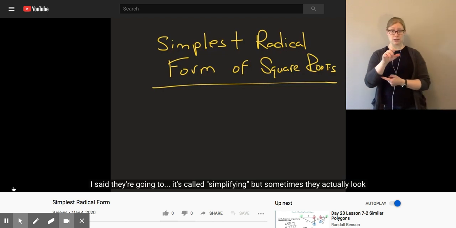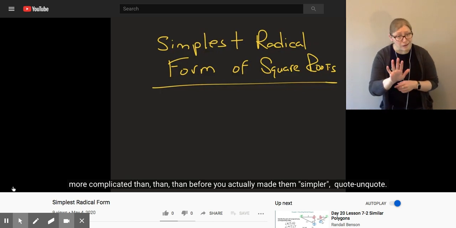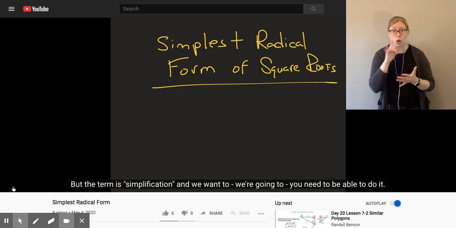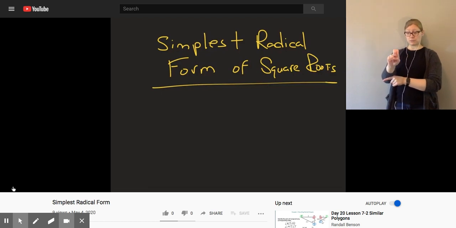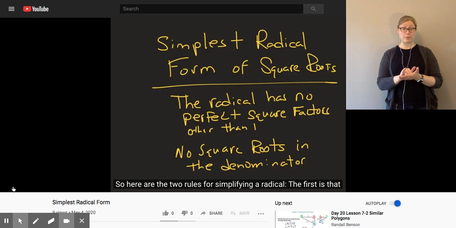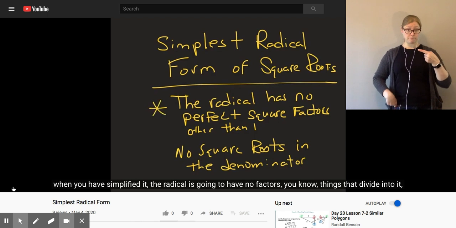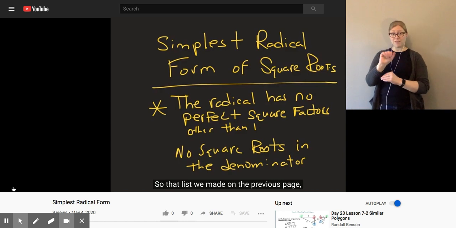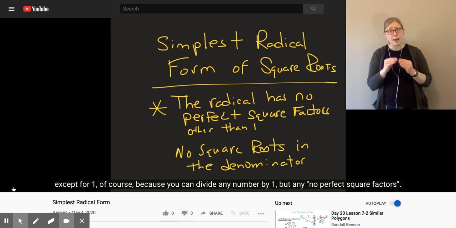Now, I said it's called simplifying, but sometimes they actually look more complicated than before you actually made them simpler, quote unquote. But the term is simplification, and you need to be able to do it. So here are the two rules for simplifying a radical. The first is that when you have simplified it, the radical's going to have no factors, things that divide into it, that are perfect square numbers. So that list we made on the previous page, except for 1, of course, because you can divide any number by 1, but no perfect square factors.